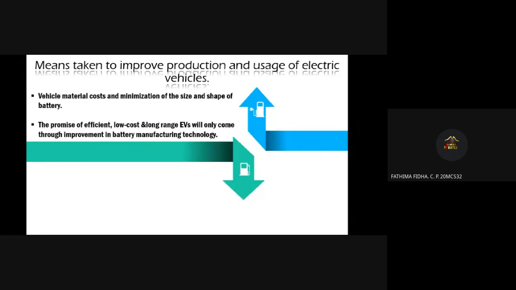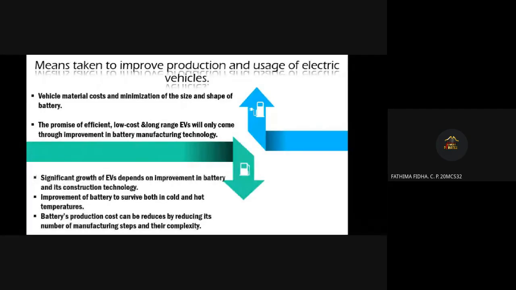Significant growth of electric vehicles requires investment and improvement in battery and construction technology. The battery should survive both hot and cold temperatures to extend battery life. Vehicle material cost can be reduced and further driving range can be achieved by reducing battery weight and size. The cost of the battery can be reduced by reducing its number of manufacturing steps and their complexity. The promise of efficient, low cost, and long range electric vehicles will only come through improvement in battery manufacturing technology.